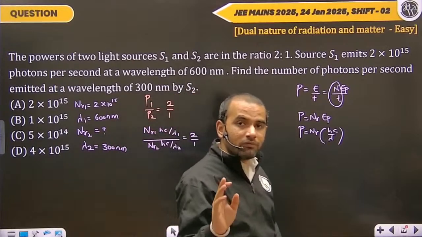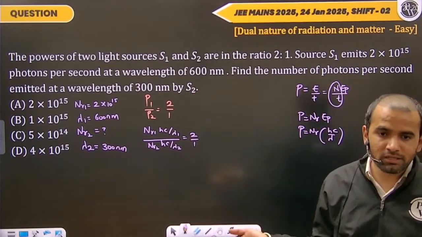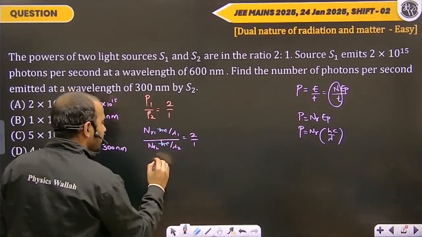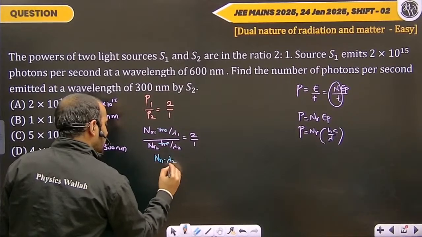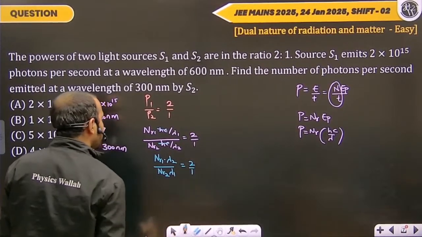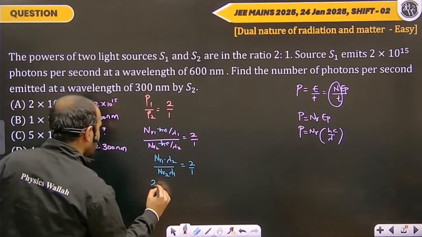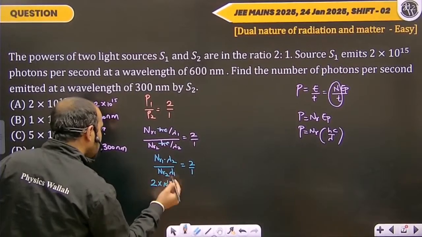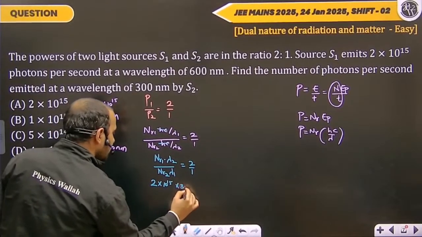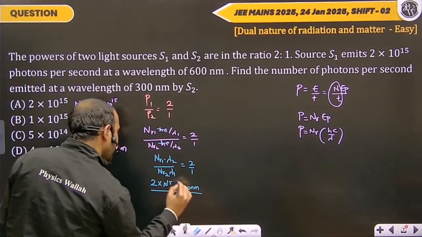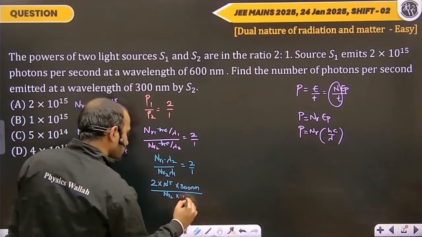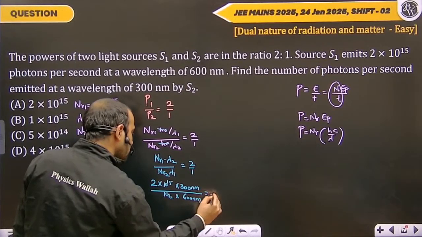Here we can see that H and C are both constants, so they can be eliminated from this equation. Now NR1 lambda 2 divided by NR2 lambda 1 equals 2 by 1. The value of NR1 is 2 into 10 power 15, lambda 2 is 300 nanometer, divided by NR2, which we have to find out, and lambda 1 is 600 nanometer. This equals 2 by 1.